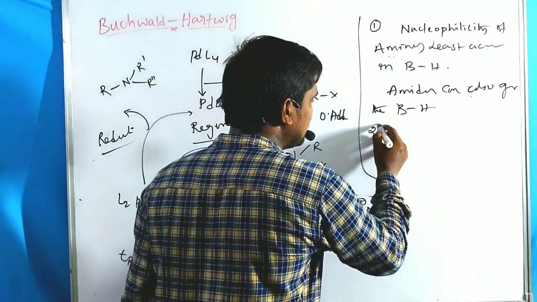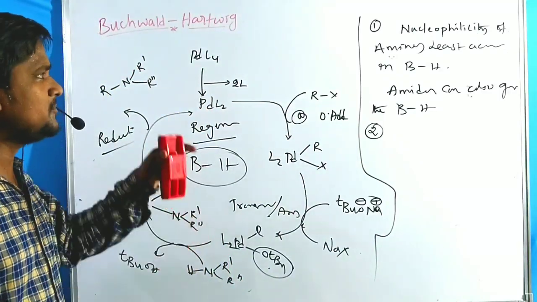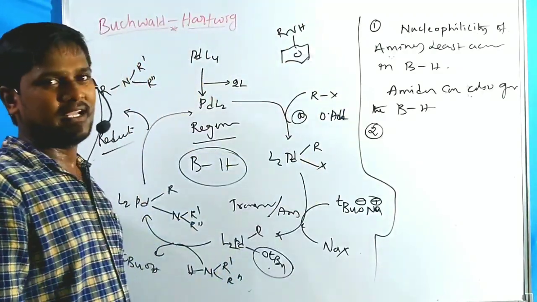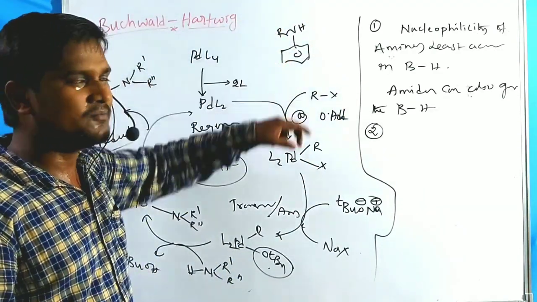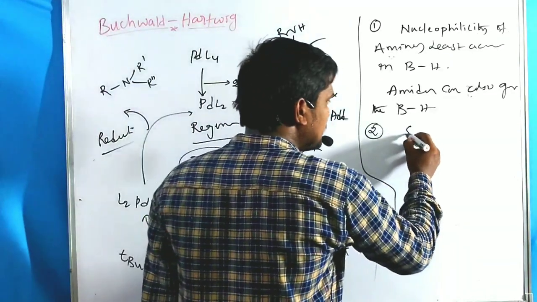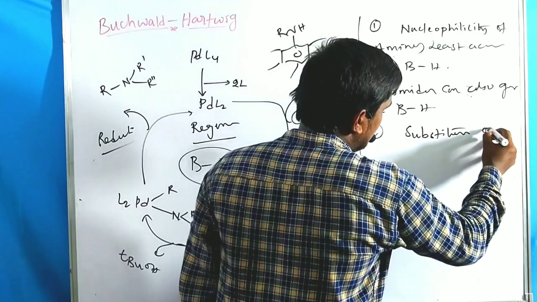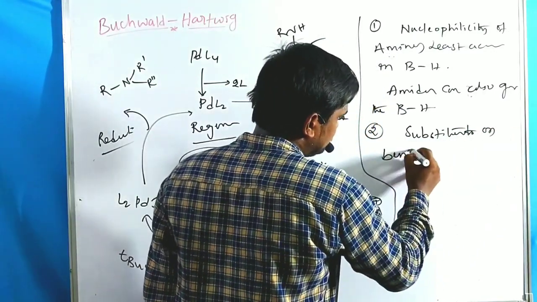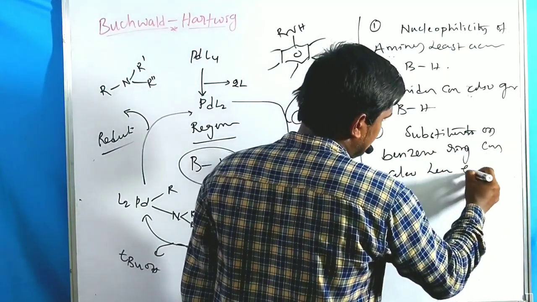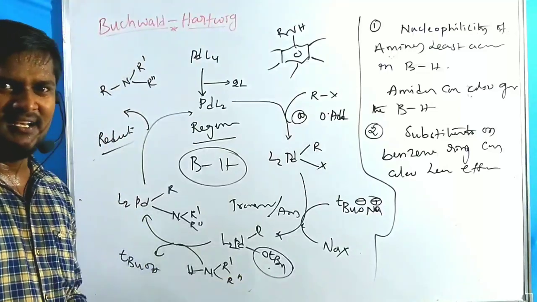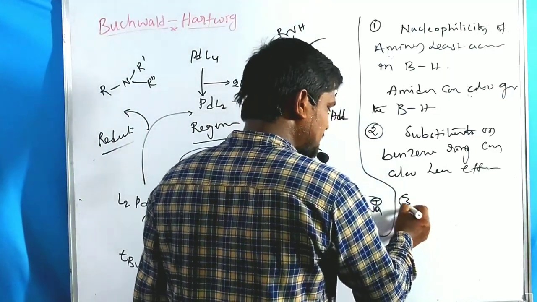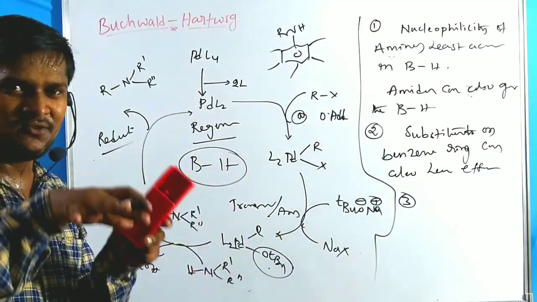Now the second case. The main theme of the Buchwald-Hartwig reaction is the amination of aromatic compounds. However, the aromatic compounds can have different types of substituents. The substituents on the benzene ring are least affected. Why? Because even more strained rings can give our reaction.